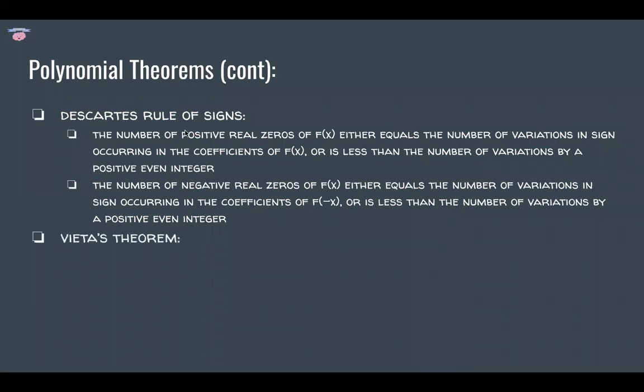Vieta's theorem. Like I said, this isn't really an actual theorem. It's more like a handy rule. You might not understand what's going on here, but if you remember from quadratics, the sum of the two roots is basically equal to negative b over a. So in this case, the sum of all the roots is equal to negative a sub n minus 1 over a sub n.